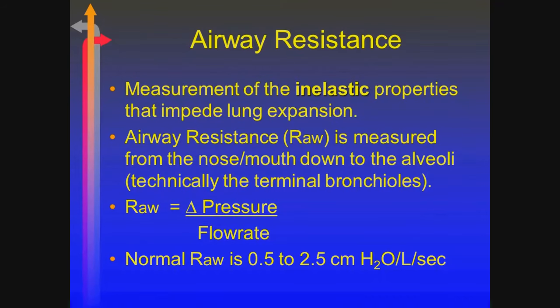The formula to calculate airway resistance is change in pressure over flow rate, where flow rate is the speed of the gas that's going in, and there's a pressure drop that occurs as you go from outside to inside.